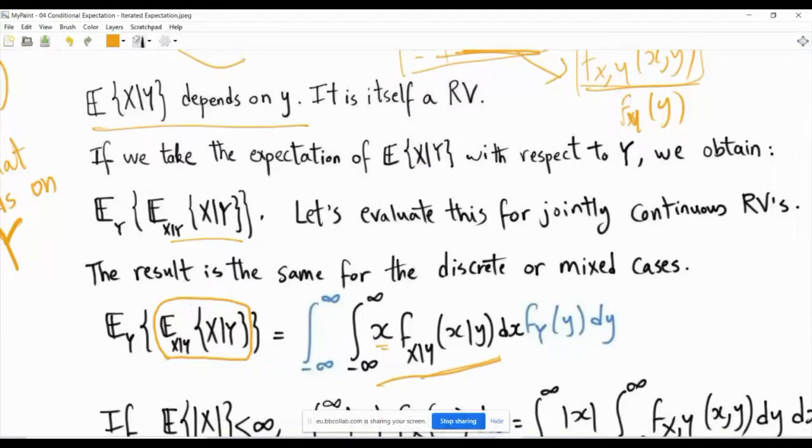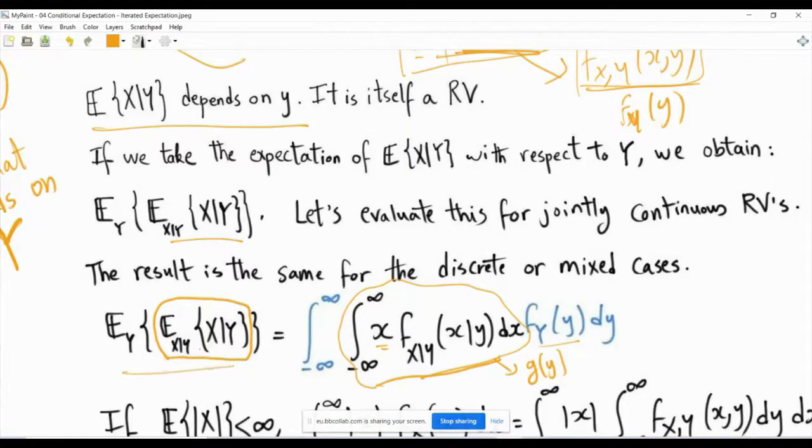Now, you take this thing and you have an outer expectation, and this outer expectation is with respect to y, which means that you will get this thing, which is a function of y. So you can think of it as g of y. Then you want its expectation by LOTUS, the law of the unconscious statistician. You multiply by the PDF of y, and then you integrate with respect to y.